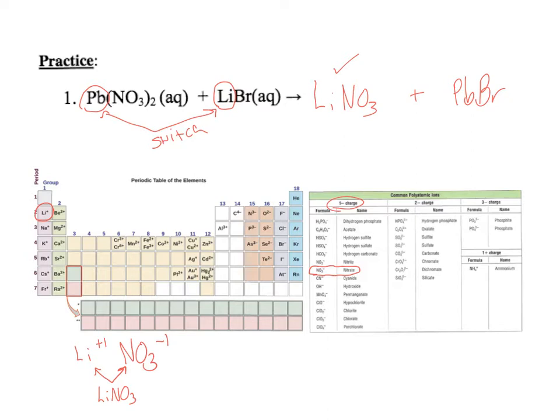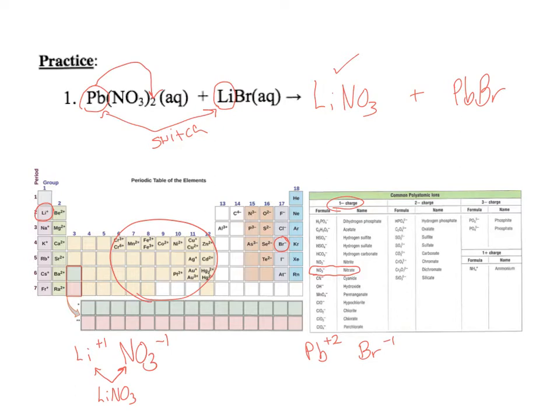Now let's look at PbBr. Pb is a transition metal somewhere here in the middle. It's not even on this table. Br is here, it's -1, so we know the charge of the Br. The charge of the Pb, I can take from this chemical formula here. So the charge of the Pb will be +2.